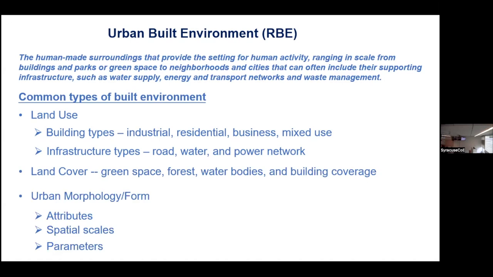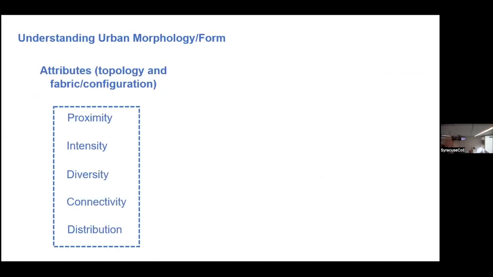And the third part is urban morphology or urban form. Some of you are very familiar with this part. And this urban form morphology contains three attributes: first is attributes, spatial scales, and the parameters. So I'd like to speak a little bit more about that. What are the attributes of urban morphology or urban form?